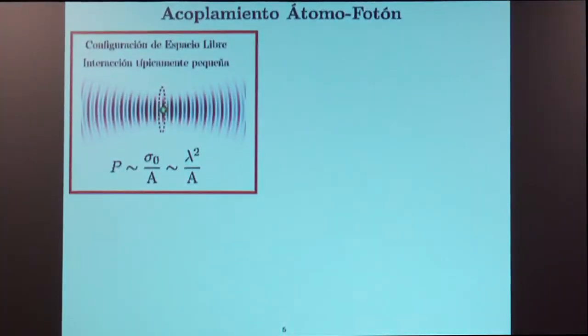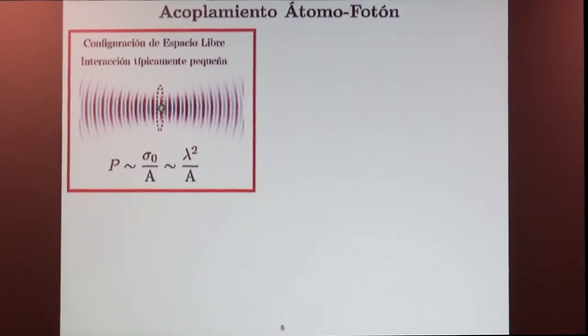And as we have been listening in the last session, what we want to do is increase the probability of interaction between a photon and a field of light. Usually this interaction, that we just learned from Luis, is proportional to the atomic cross-section divided by the area, and we can think about the geometric aspect being like the wavelength squared divided by the area. Usually that probability is really small. And also, as we learned, there are ways around this problem.